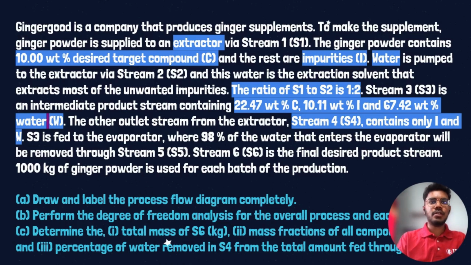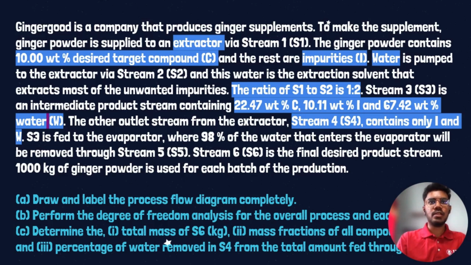Moving to the description given to this question, Gingerhood is a company that produces ginger supplements. To make the supplement, ginger powder is supplied to an extractor via stream 1. The ginger powder contains 10 weight percentage of the desired target compound C, and the rest are impurities I. Water is pumped to the extractor via stream 2, and this water is the extraction solvent that extracts most of the unwanted impurities. The ratio of stream 1 to stream 2 is 1 to 2.